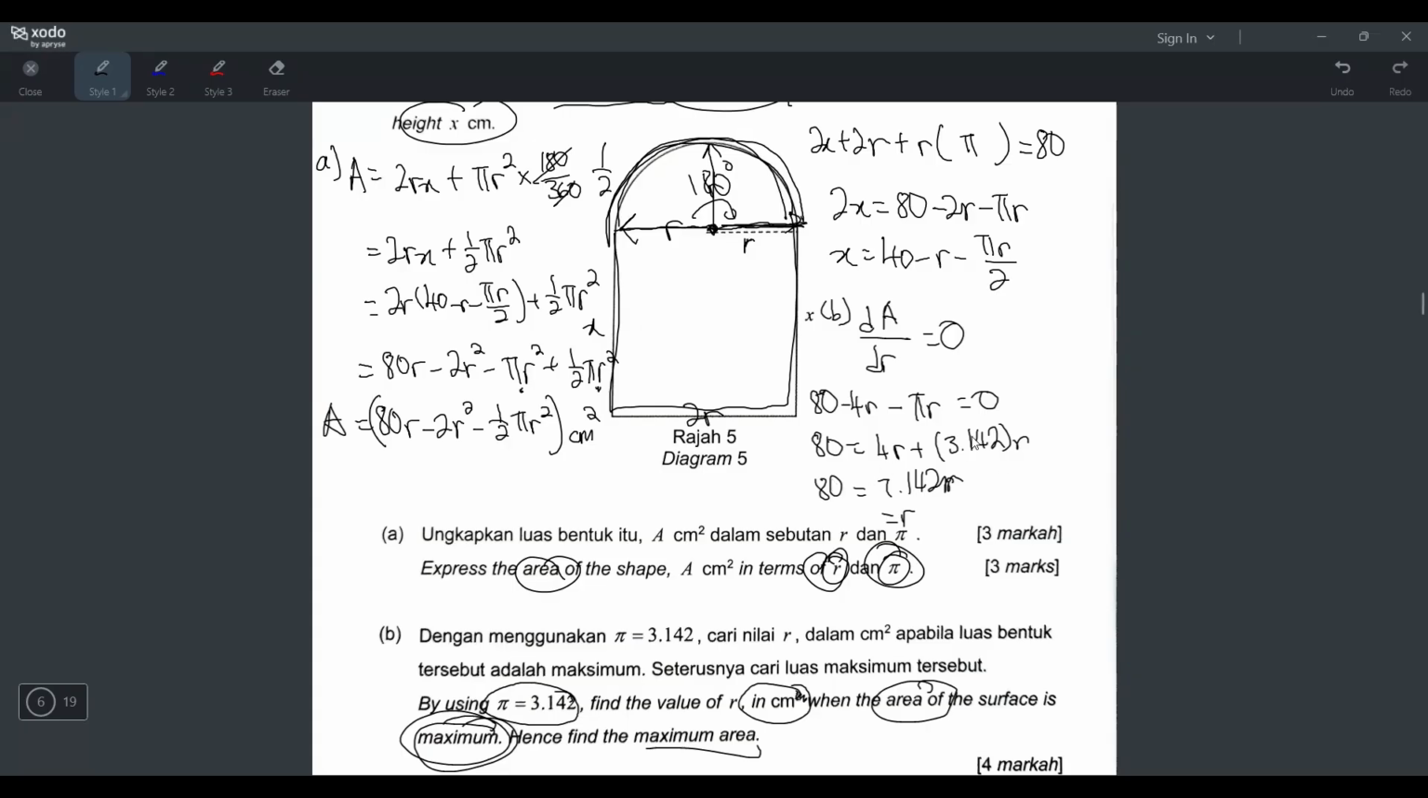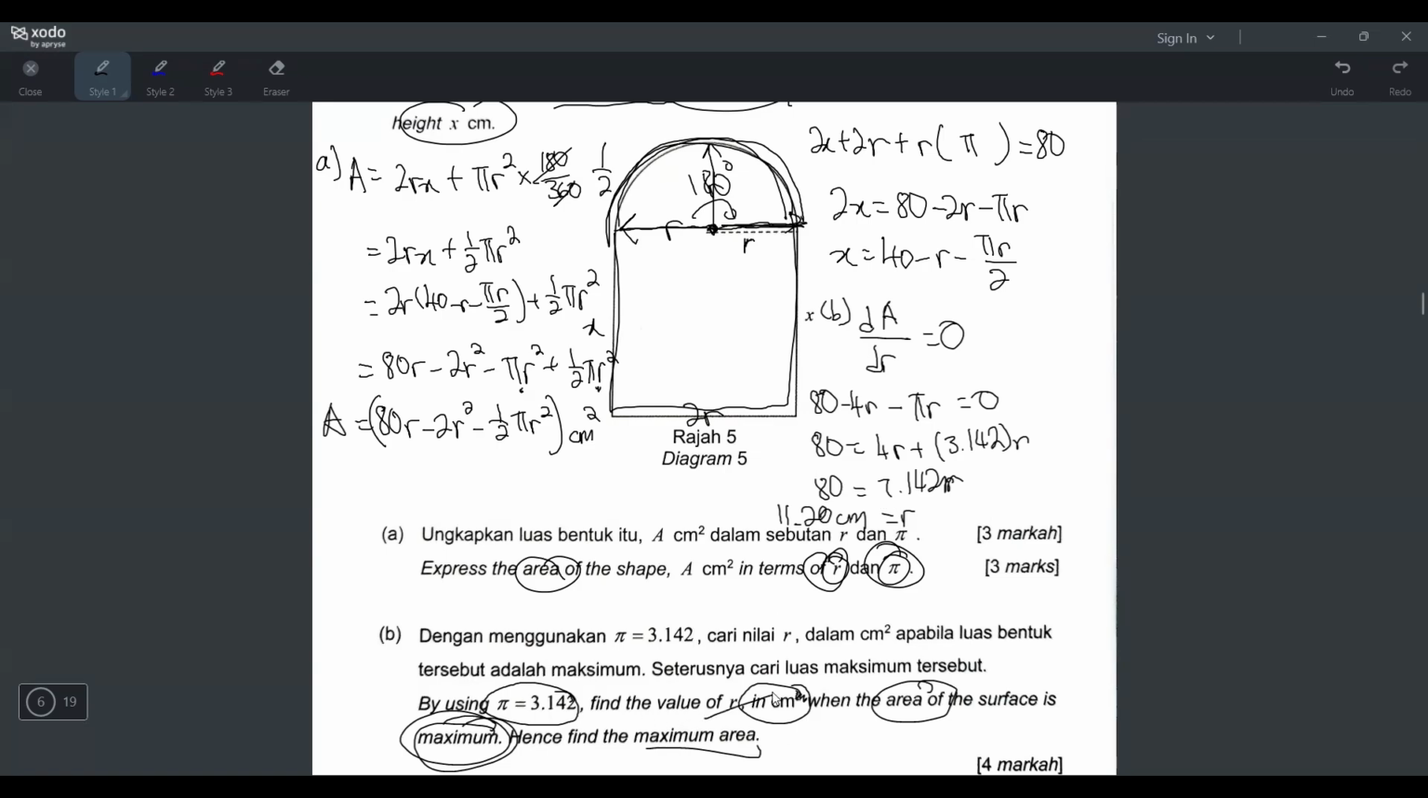4 plus 3.142. Okay, wait, I think I made a mistake. 4 plus 3.142 is 7.142. And then 80 divide answer. Okay, okay. I pressed wrongly just now. So the correct answer here, if you press, you get 11.20. Yeah, this is the correct answer. 11.20 cm. So this is the radius when the area is maximum, right?